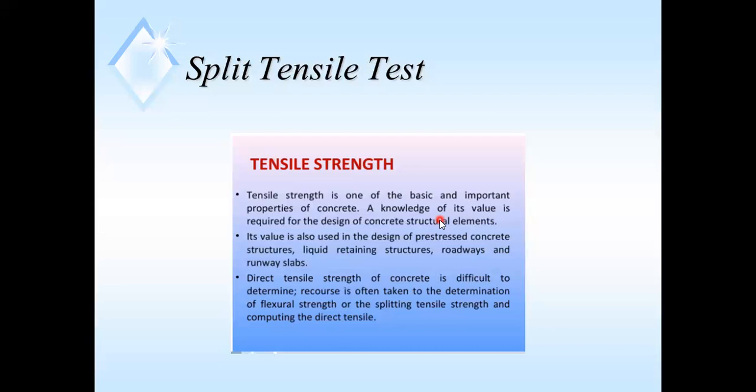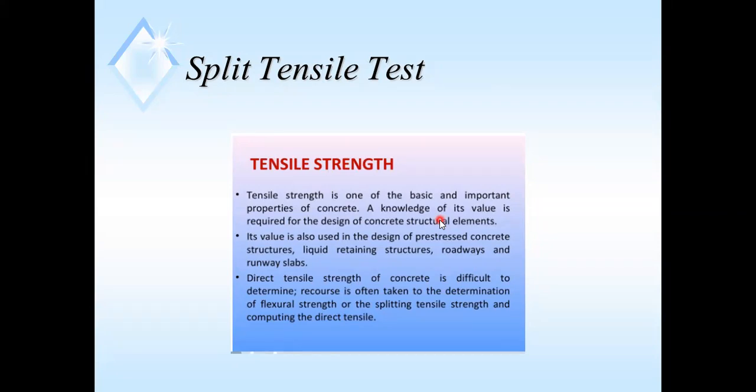Direct tensile strength, we are not going to measure it, but this is the test which is developed to assess the indirect tensile strength of that particular concrete. Tensile strength is one of the basic and important properties of the concrete. A knowledge of its value is required for the design of the structural elements. Its value is also used in the design of pre-stressed concrete structures, liquid retaining structures, roadways, runways, and the slab.